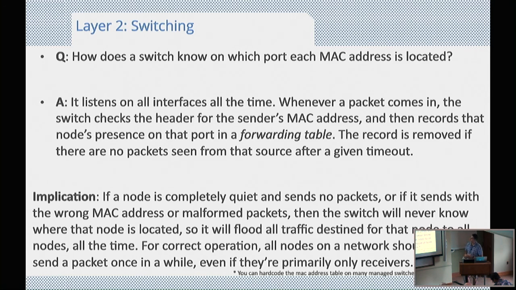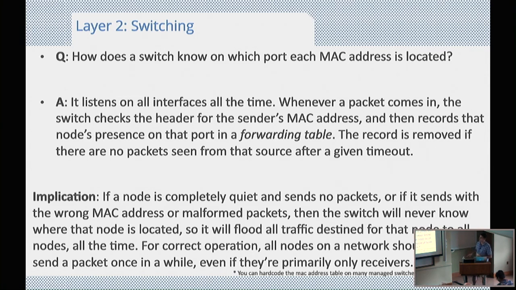How does a switch know on which port each MAC address is located? And the answer is it listens on all interfaces all the time. Whenever a packet comes in, the switch checks the header for the sender's MAC address and then records that node's presence on that port in something called a forwarding table, this internal record. The record entry is removed if there are no packets seen from that source after a given timeout.